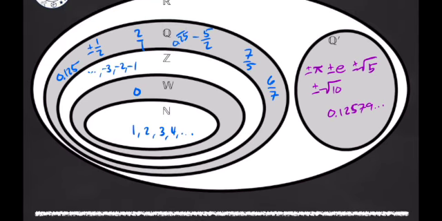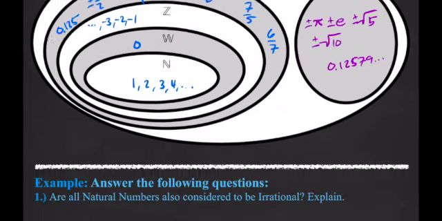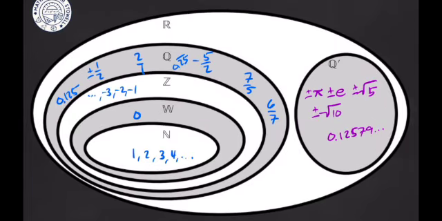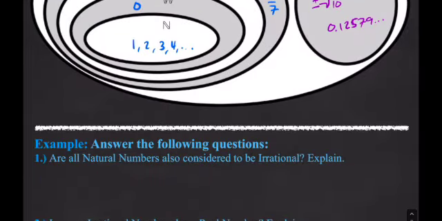So now let's put this into action. Example. Let's answer the following questions about these sets. Because these are sets. Each of these is self-contained, and that is basically what a set is. We have the set of natural numbers, the set of whole numbers. It self-contains these elements. Are all the natural numbers also considered to be irrational?